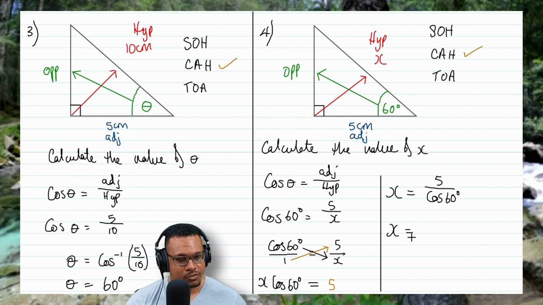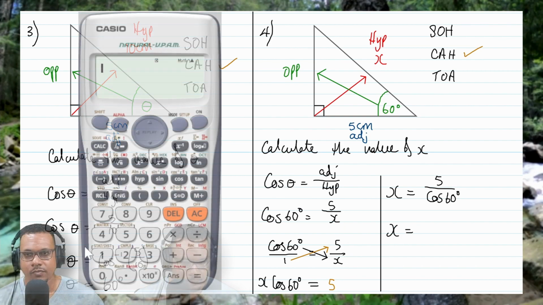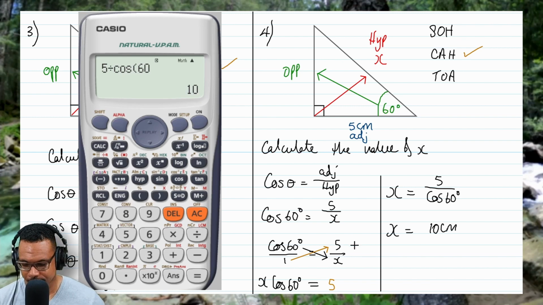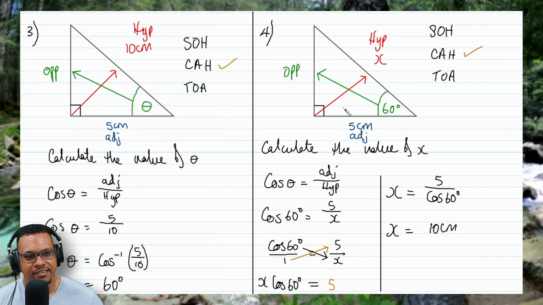So we're going to have x is equal to, and we go to the calculator. And we're simply going to type in, make sure, well, first of all, we're going to make sure the calculator is on degrees. Then we're going to type in 5 divided by, and let's type cosine, so cos, and put in 60, press equal, and we get 10. So x is equal to 10 centimeters. And of course, we were expecting that because these two triangles are the same. 60, here's 60. So if here's 10, here's also 10 because here's 5 and here's 5.